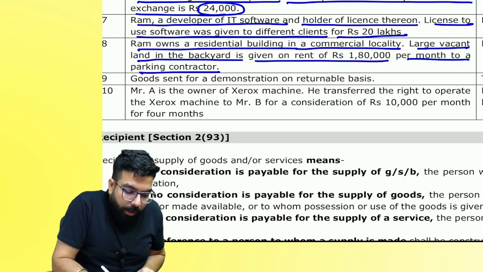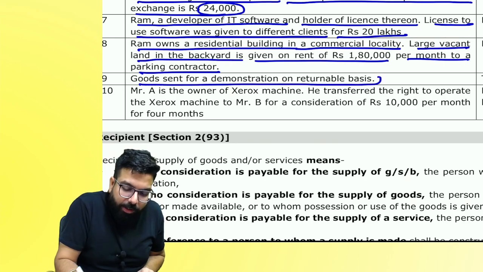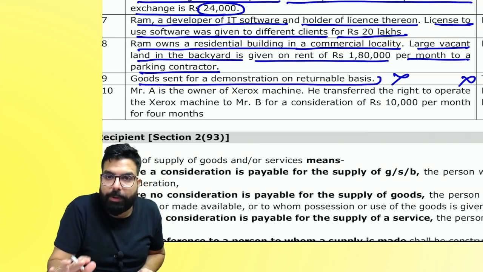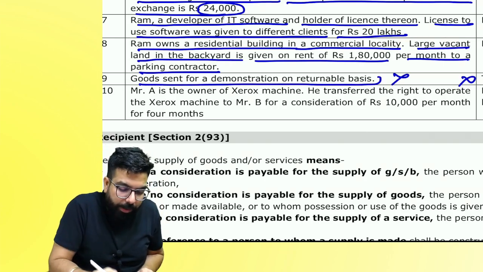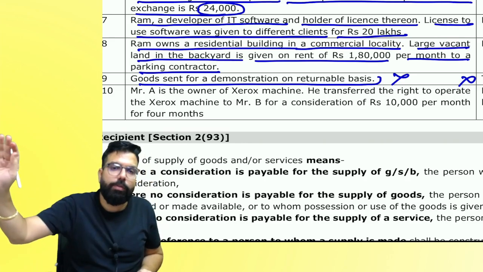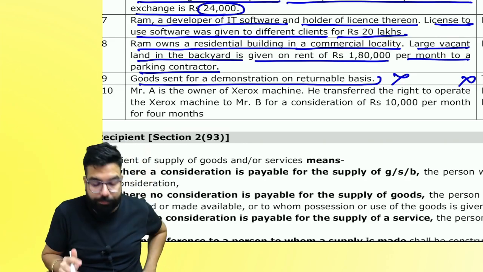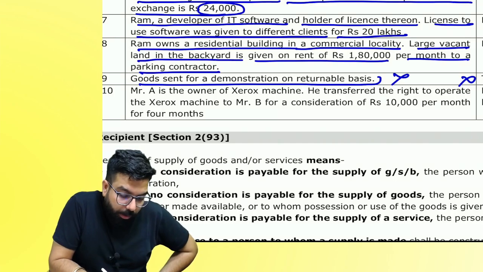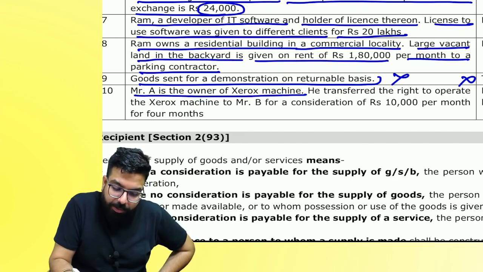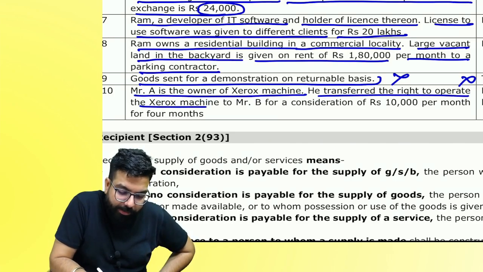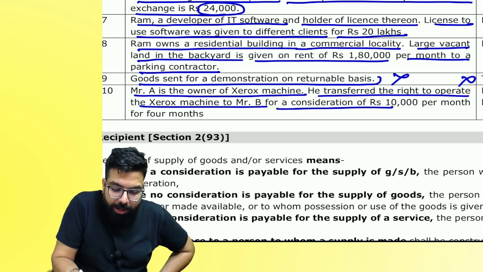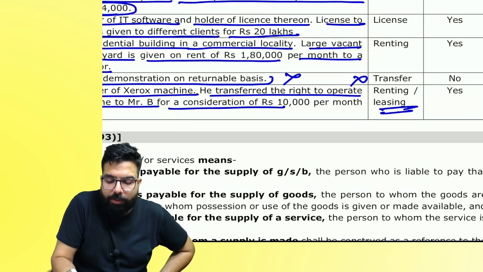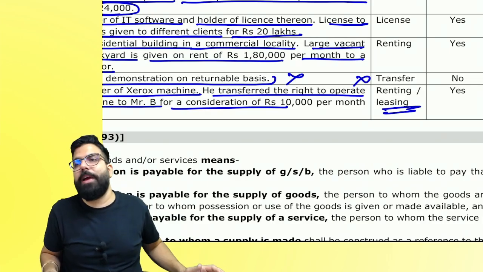Next. Goods sent for demonstration. This you leave it now. This transfer example I'll talk about tomorrow or the day after. Means later, when I explain the chapter, then you will understand this. Not now. Mr. A is the owner of a Xerox machine. He transferred the right to operate the Xerox machine for a consideration. Means he has given it on rent or leased out. Is it a supply, everyone?